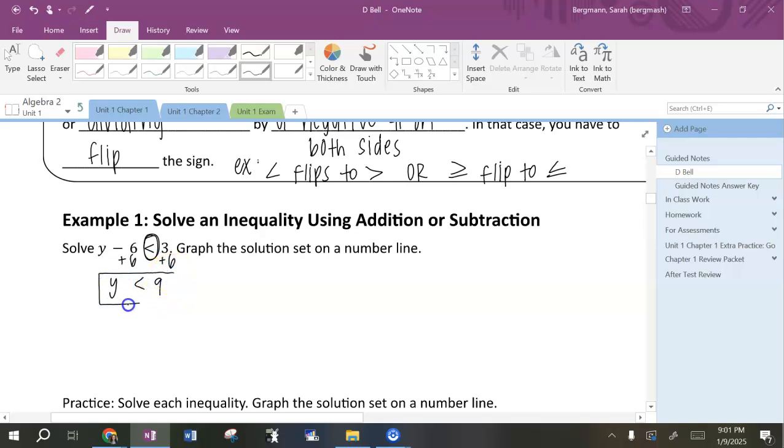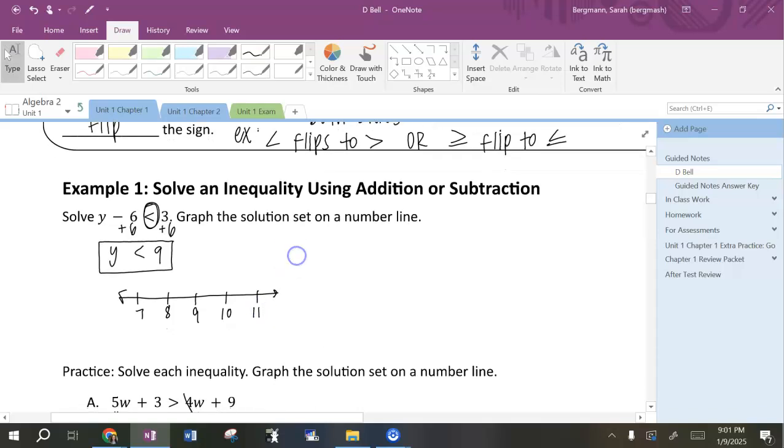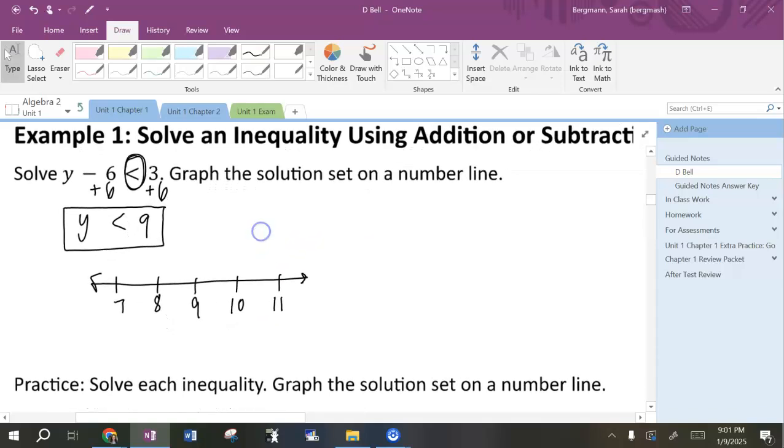Now that the variable is by itself, that's your final answer, and you'll graph this on a number line by putting a few numbers on here. Let's go 7, 8, 9, 10, 11. And then keep in mind, if it is a less than sign or a greater than sign, you're going to be using an open circle. Whereas if it says or equal to, that's when you use a closed circle.